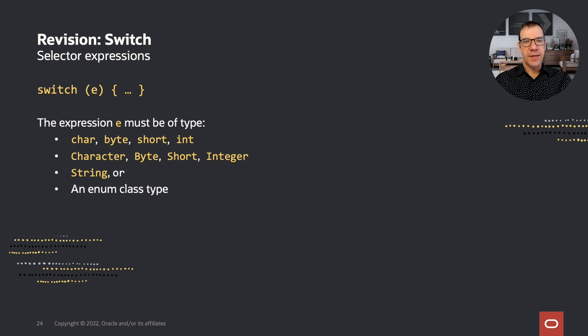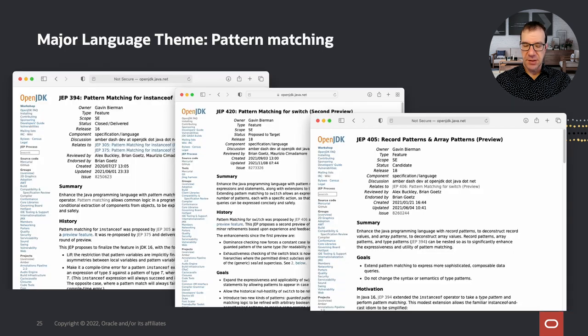Before we leave our switch expression revision, here's another point that we'll come back to in a few slides. The selector expression, the thing you switch over, has to have a particular type, both for switch statements and switch expressions. It must be a char, byte, short, or int, or their box forms, or a string or an enum. No other types are permitted in this position.